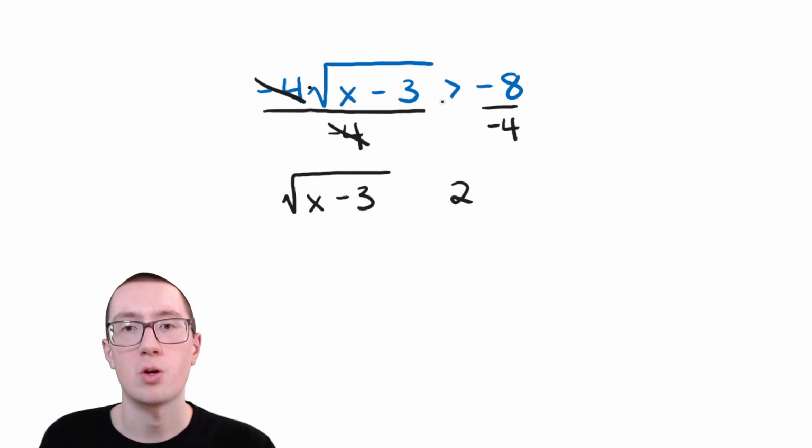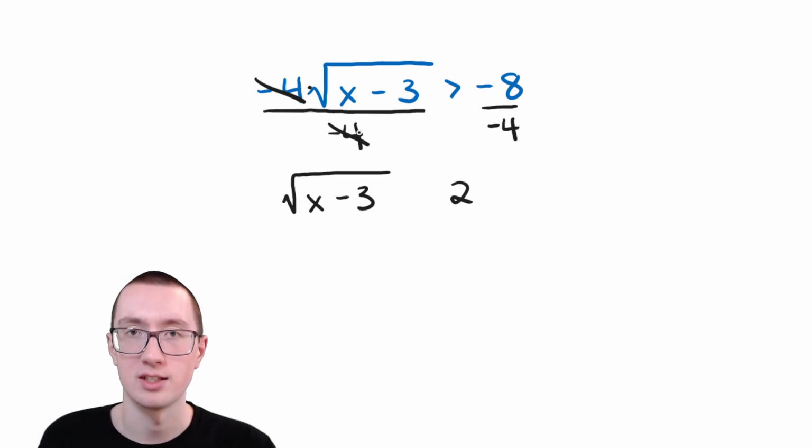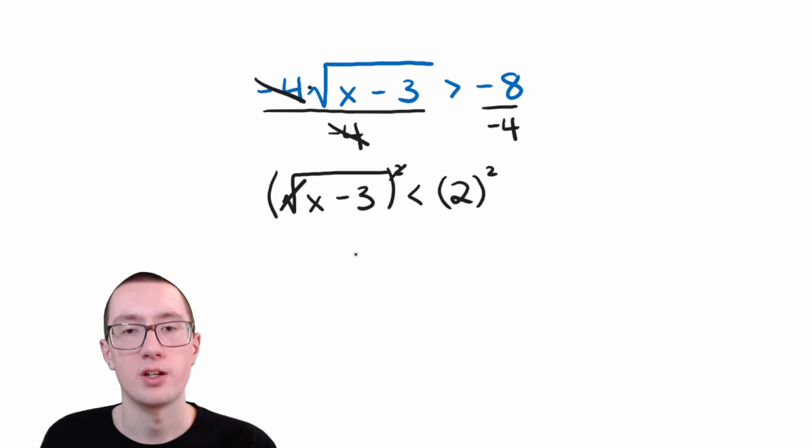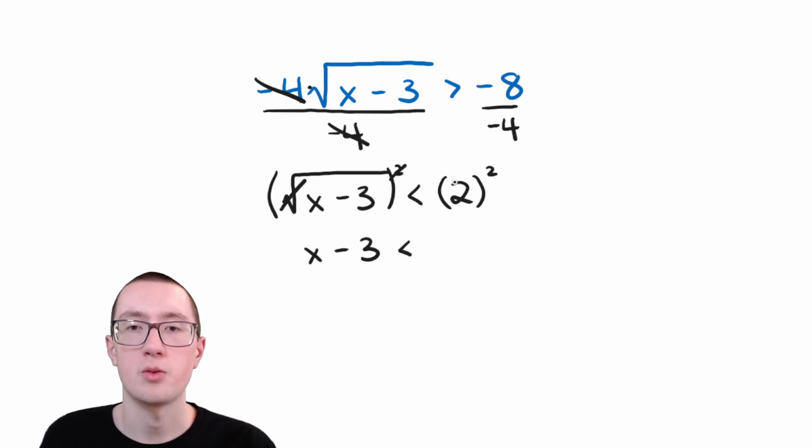But remember that when we're solving any sort of inequality with a less than or greater than sign, whenever we divide or multiply by a negative number, which we did in this case, we need to flip the sign around. So the sign was greater than, now it's going to become less than. So now we can square both sides of our equation, right? So we're going to square both sides. The square root and the squared cancel. And on the left side, we just have x minus 3. And on the right side, we have 2 squared. That's 2 times 2, which is 4.